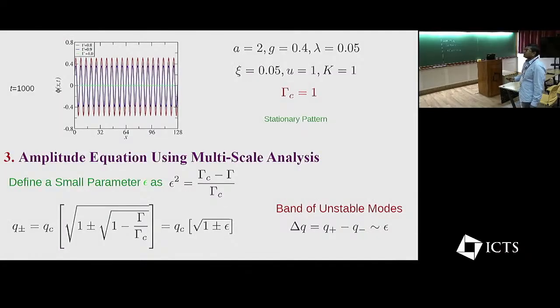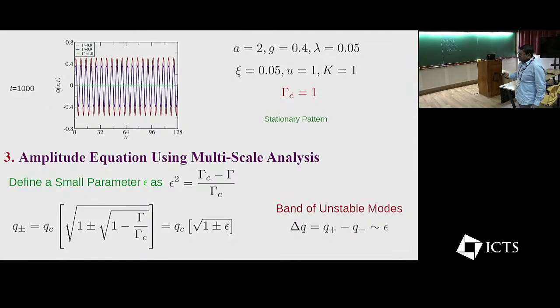Here I am showing you the plot of the order parameter at t equal to 1000 for different values of reaction rate for this set of parameters. This set of parameters yields gamma C to be 1. When gamma is equal to 1, phi fluctuates around 0. So this is just 0. Below gamma C, we have a finite amplitude of our order parameter, and the spatial modulation is quite sinusoidal in nature. This indicates that at the onset of instability, the pattern is given by only one wave number or just a few wave numbers around that critical wave number Q_C.